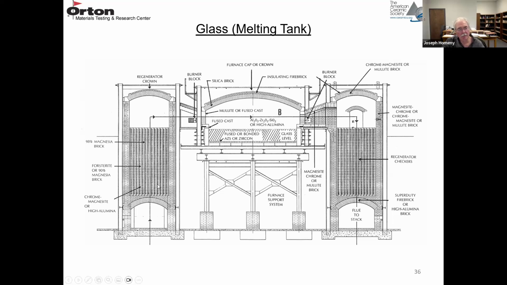This regenerator should now be hot. So the air comes in here, it's preheated for these burners, and these burners are turned off. And then the hot gas goes through the regenerator again.